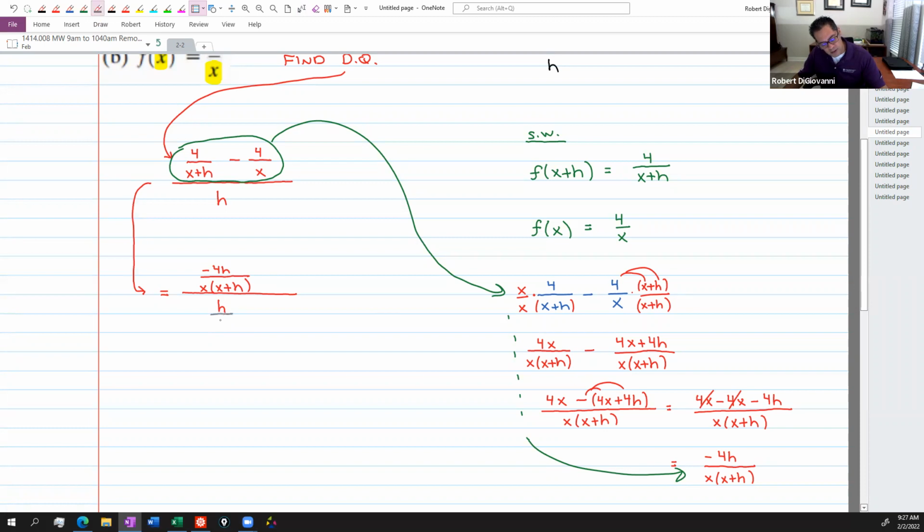If you agree that this is really a fraction over h, but h could be looked at as a fraction, h over 1, then you have a fraction over a fraction, right? And whenever you have a fraction divided by a fraction, it's the same as multiplication of the reciprocal. In other words, this is the same as taking negative 4h over x times x plus h, and instead of dividing it by h plus 1, you multiply it by the reciprocal, 1 over h. And I think if you do that, it's easier for most students to see, yes, in fact, those h's would cancel.